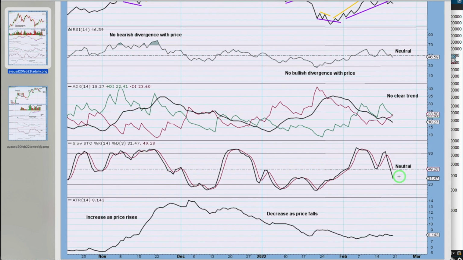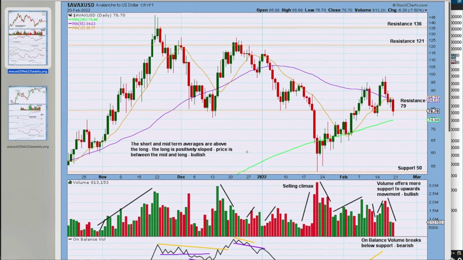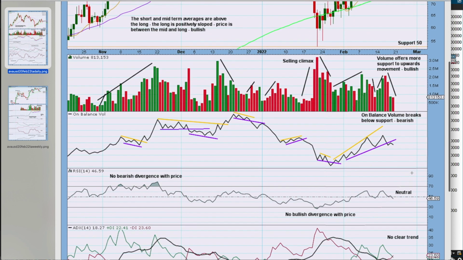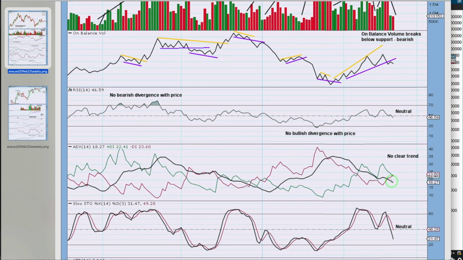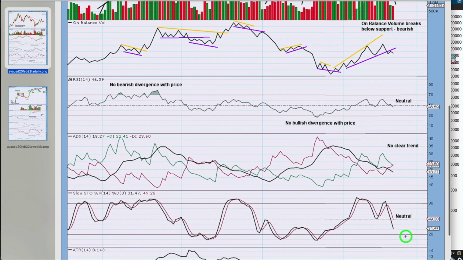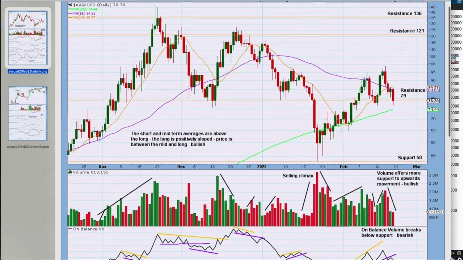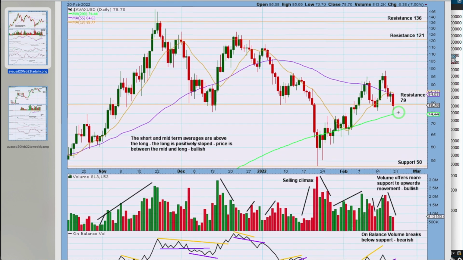And stochastics neutral. I think overall it's fairly reasonable to expect Avalanche is probably going to fall at least down to 50. Let's see what happens when it gets there. Will ADX indicate a downward trend? Will stochastics reach oversold? If there's a downward trend and RSI is still neutral, then price could break below 50. But if ADX doesn't indicate a downward trend and stochastics is oversold, if price gets there, look out for a bounce there.